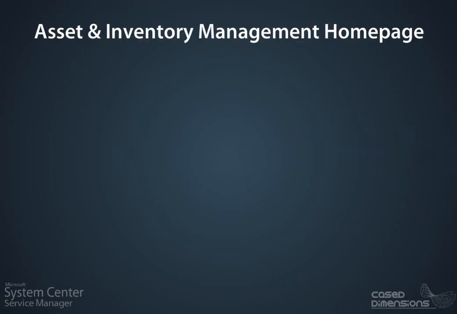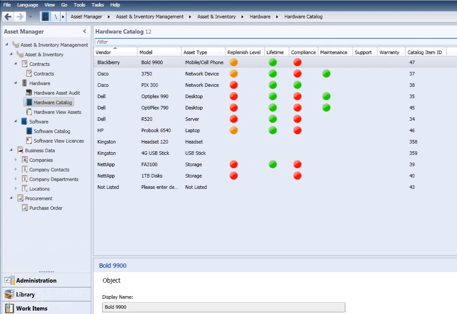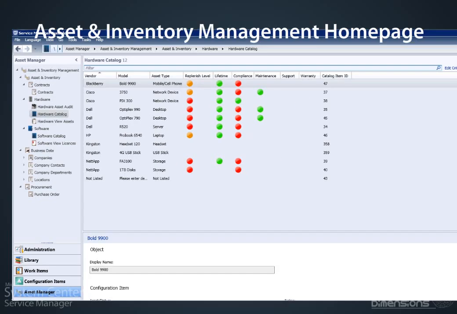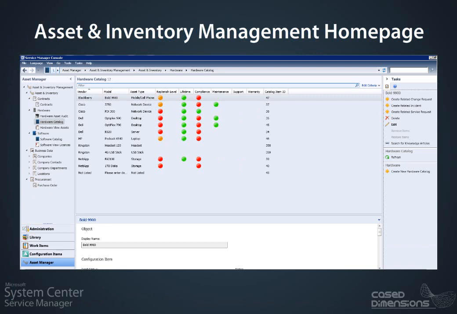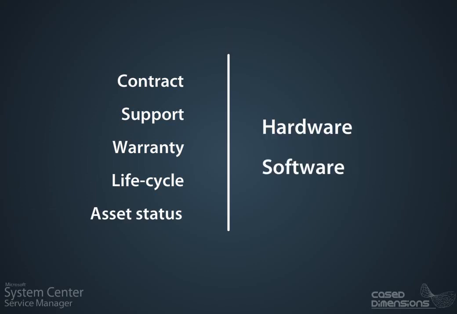Case Dimension's asset and inventory management software includes three main folders from which to manage assets. These include Asset and Inventory, where standard catalog items are configured and compliance is viewed; Business Data, where business data is configured; and Procurement, where procurement data is configured. This video will walk you through how to configure each area of asset and inventory management to easily view contract, support, warranty, lifecycle, and asset status compliance for both hardware and software.